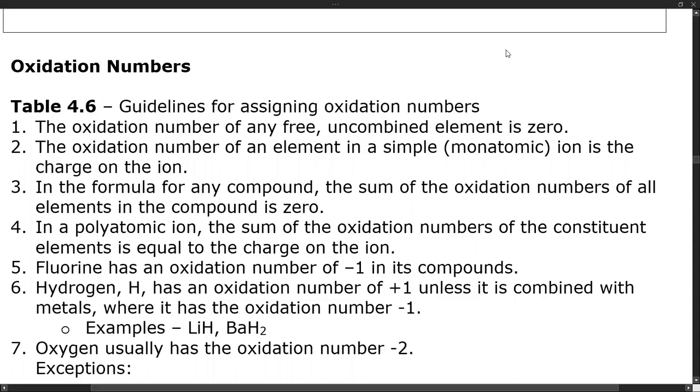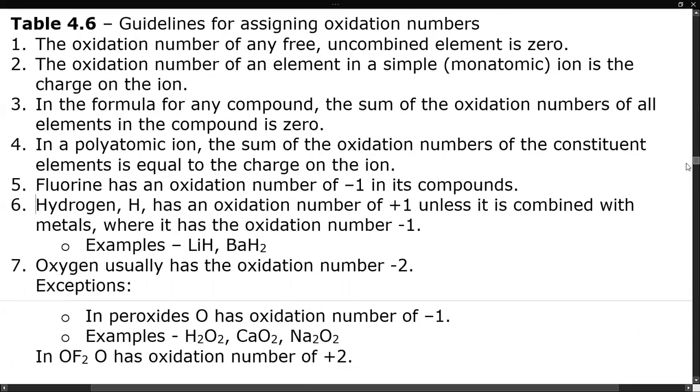Fluorine has an oxidation number of -1. Hydrogen usually has an oxidation number of +1, unless it's in a metal hydride like lithium or barium hydride, then it's -1. We got that from our ionic chapter as well. Oxygen is usually -2 with some notable exceptions. In peroxides, like hydrogen peroxide, oxygen has an oxidation number of -1, and in OF2, oxygen has an oxidation number of +2. We usually write the plus with the number.